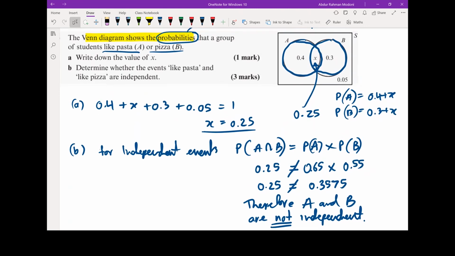Now, if it was mutually exclusive, we could have seen it from the Venn diagram, but we've also got the condition that the probability of A union B is equal to the probability of A plus the probability of B for mutually exclusive events. But in this case, we can see that clearly they are not mutually exclusive events.